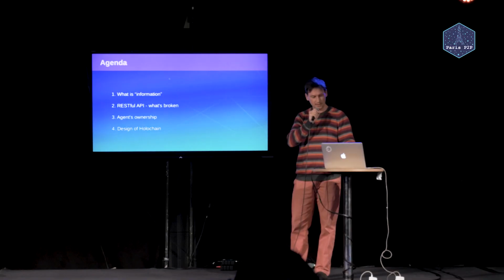So with each speech, I start from a different perspective. And this time I decided to start from the agent, where the agent is the person that creates data. So first, I was thinking that it would be good to say what information actually is, because we have to go very deep down into the roots of what information is to understand how to handle it in a distributed manner. Then I'm going to talk about how information flows between agents nowadays, which is mostly through RESTful APIs, and what's broken there. Then talk about the agent's ownership of information and show how it applies to the design of Holochain.